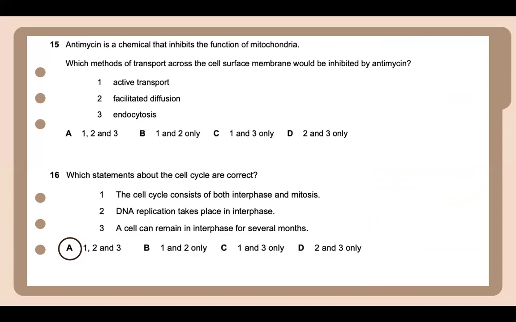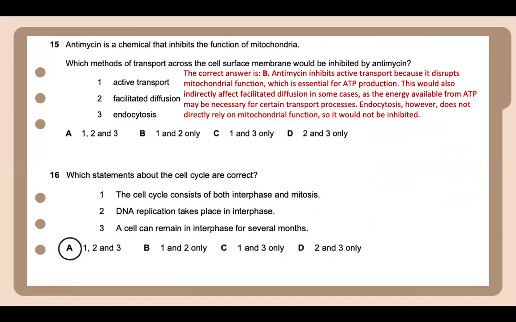Actinomycin is a chemical that inhibits the functions of mitochondria. Which methods of transport across the cell surface membrane would be inhibited by actinomycin? The correct answer is B, because actinomycin inhibits active transport, disrupting the mitochondrial function, which is essential for ATP production.